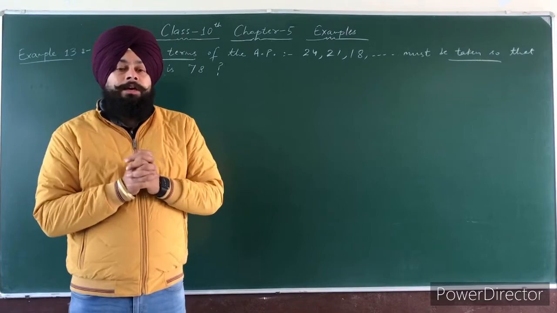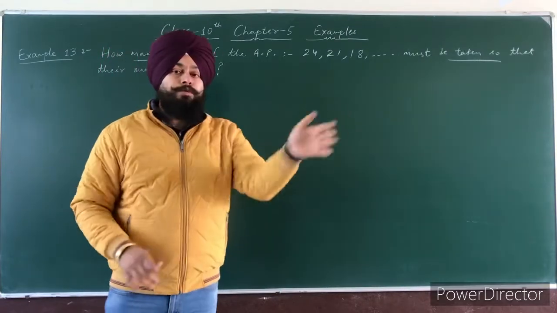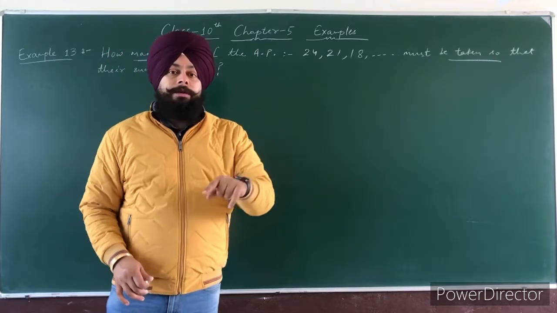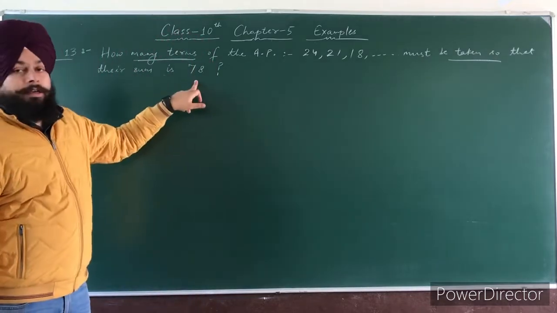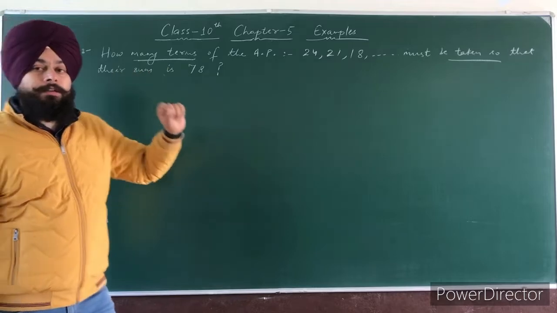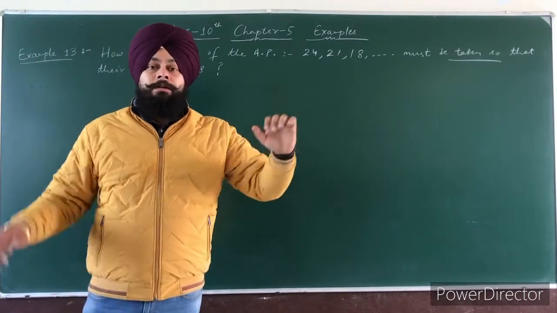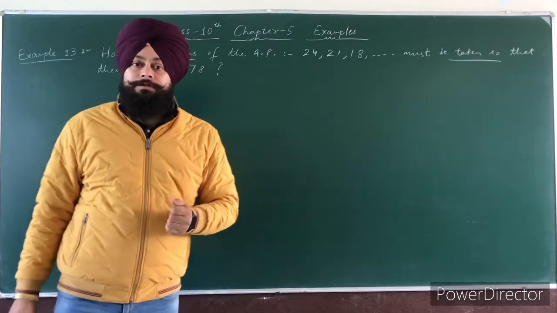So the question says that you have to take how many terms of this AP so that their sum will be 78. So it means you will find the value for n. You will find the total number of terms so that their sum is 78.